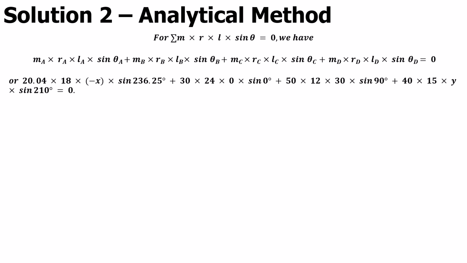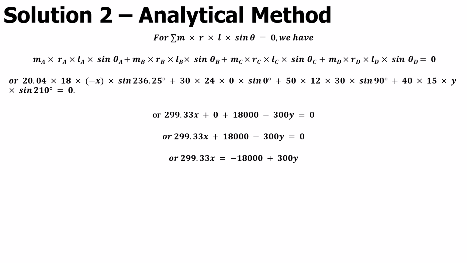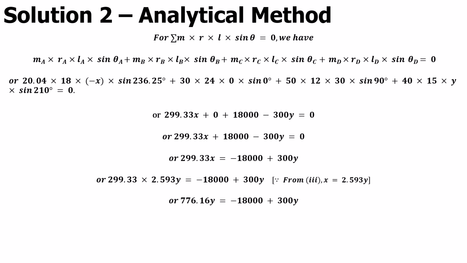If we look at the sine components of the couple balance equation and we input the values, we end up having this equation where we can plug in the value of x from equation 3, equal to 2.539y, and now we can get y, where y is equal to 37.8 centimeters. And those are the same results that we got from our graphical method.